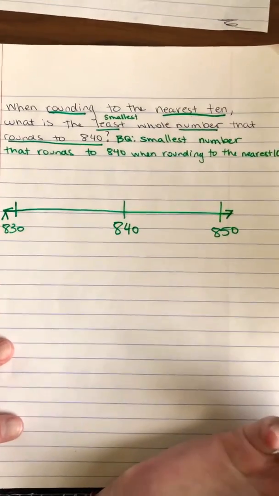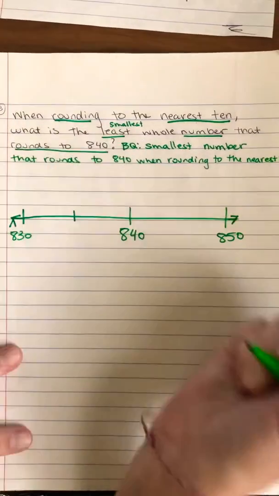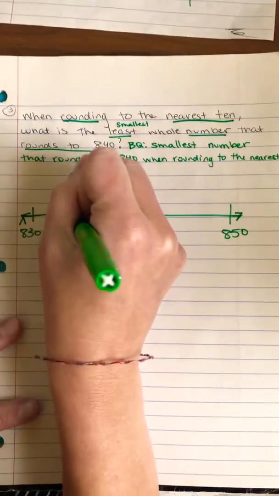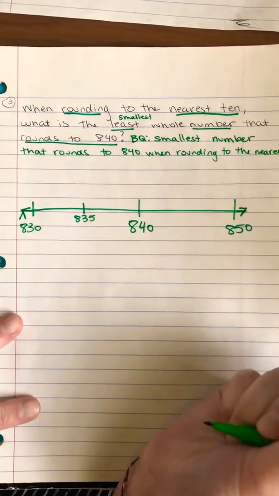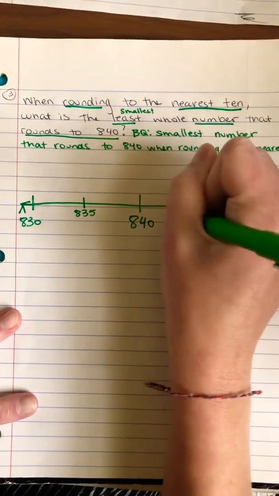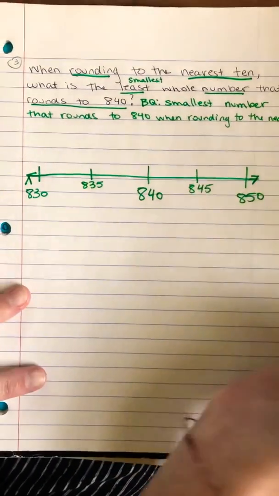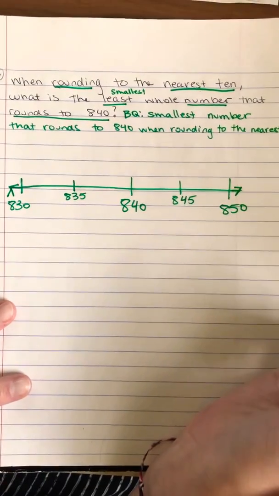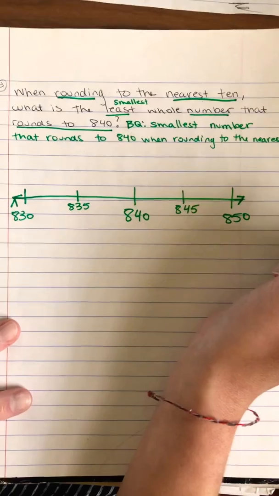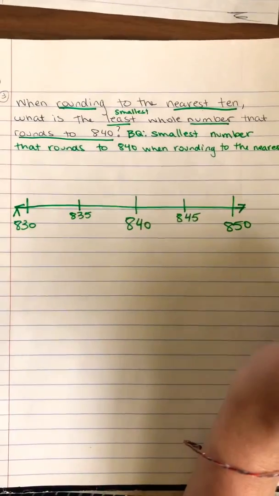Now that I have my 10s on the number line, I'm going to place my midpoints. So the midpoint in between 830 and 840 is 835. The midpoint in between 840 and 850 is 845. So now that I have my number line set up, I want to think about the smallest number that's going to round to 840.